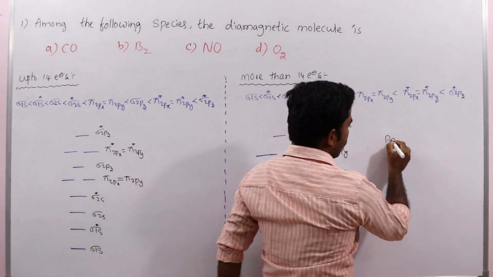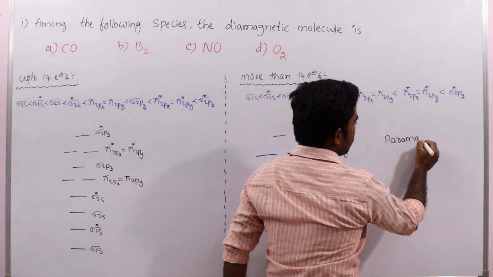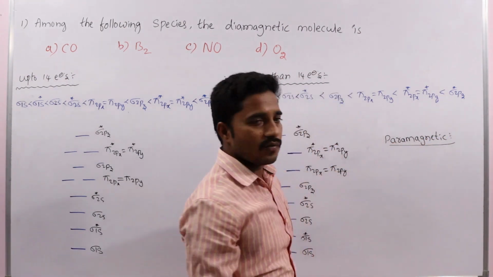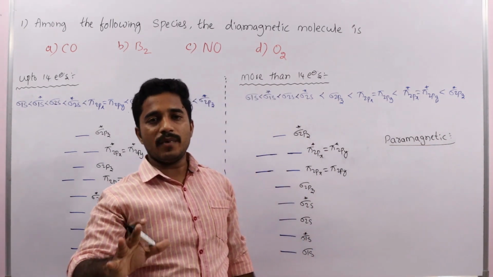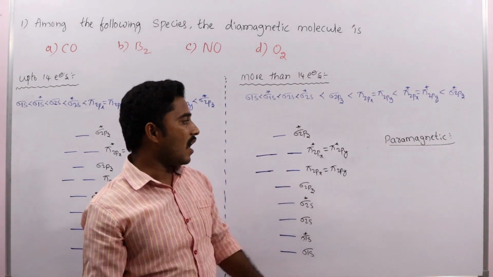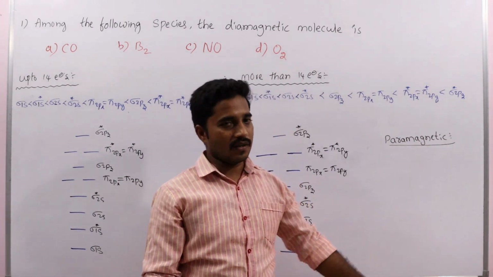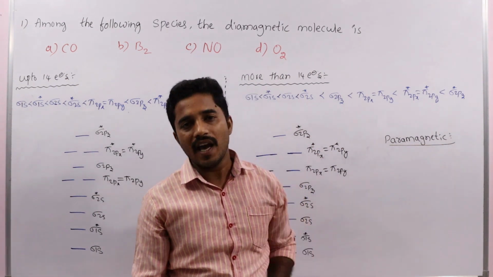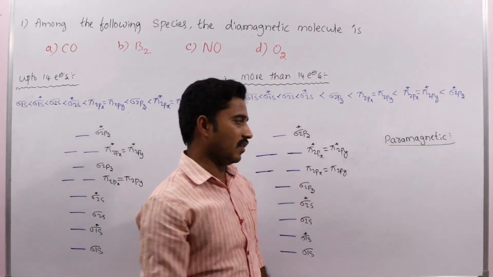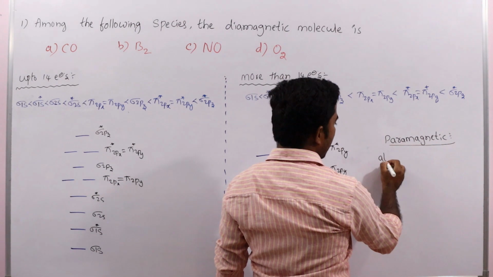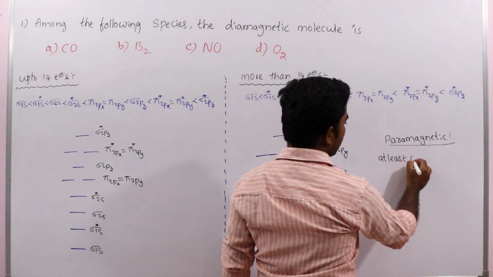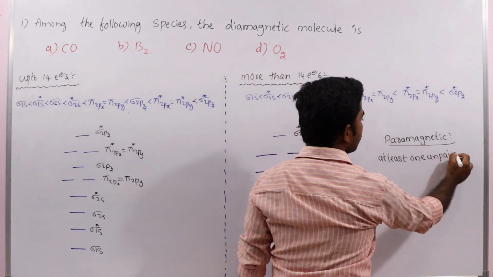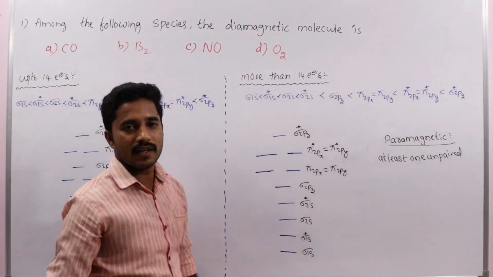Here, paramagnetic substance means the substance which is weakly attracted by the external magnetic field is called a paramagnetic substance. To show this paramagnetic nature, the substance should contain at least one unpaired electron. What is the requirement here? At least one unpaired electron is required to show the paramagnetic nature.